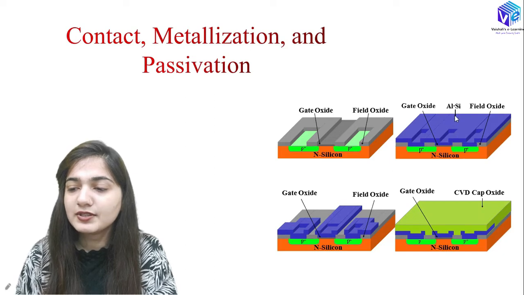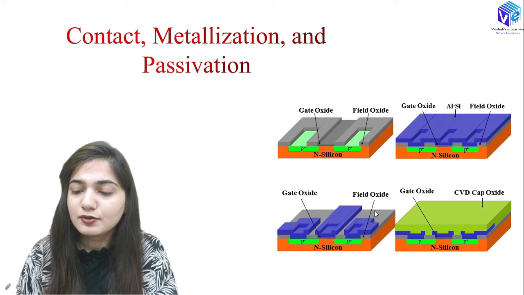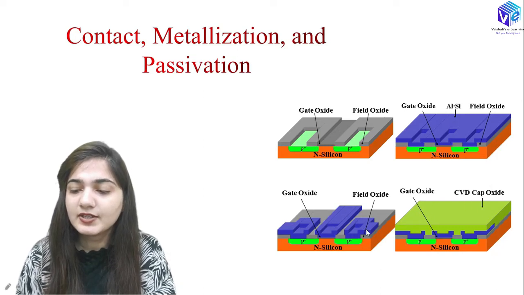So here we are using the aluminium silicon alloy for the metallization, and after that we are going to form the passivation layer. For the passivation we can use a cap oxide layer. Right, so at a particular location I have done the metallization, and I have etched out the metal at the location I don't want it.